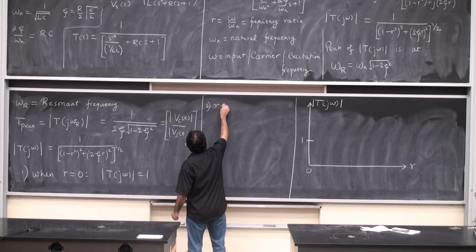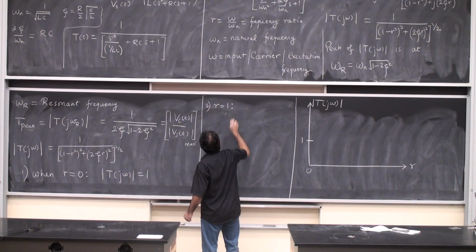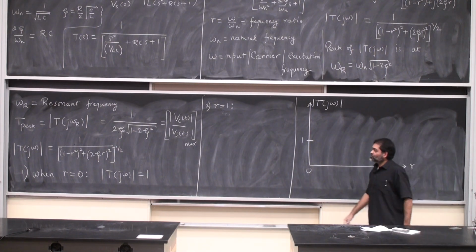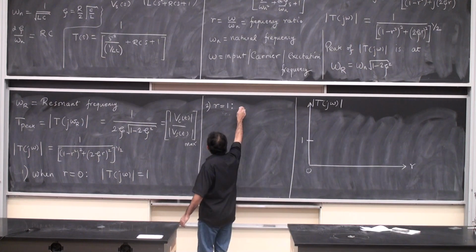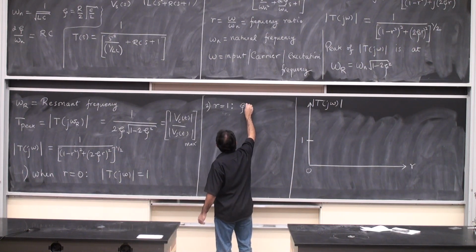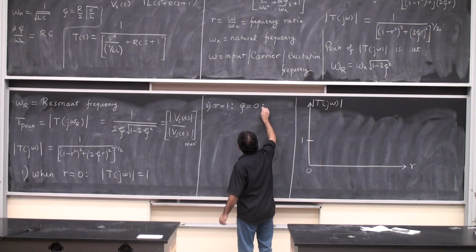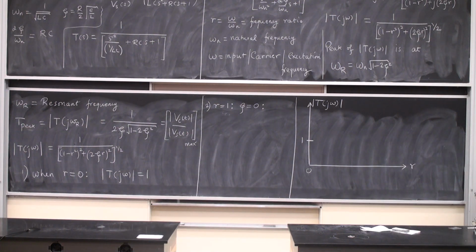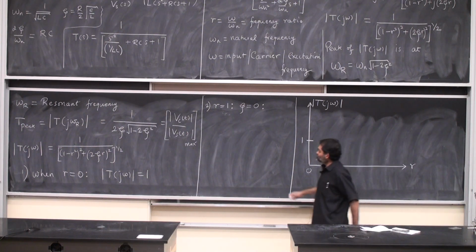Let's say that R is equal to 1. What do I get? When R is equal to 1, and let's say that zeta is equal to 0, let's say that I'm a foolish designer. I say, hey, let's get rid of damping, it's too much to think about.